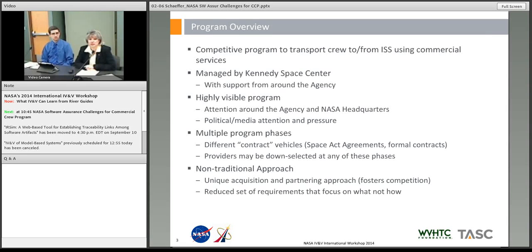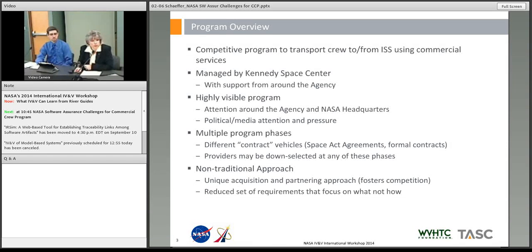I've heard it very simplistically put as NASA's buying a ride in a taxi. I would like to say, as an aside, NASA has a lot more to say in what's going into that taxi before they start putting their astronauts on it to get them to the space station. The program is managed out of Kennedy Space Center with support from around the agency. Obviously, they have contacted the IV&V program for some support in terms of software assurance. There are representatives from Johnson Space Center, Marshall Space Flight Center, as well as other subject matter experts from around the agency. So it is an agency-wide program, but it is run out of Kennedy Space Center.